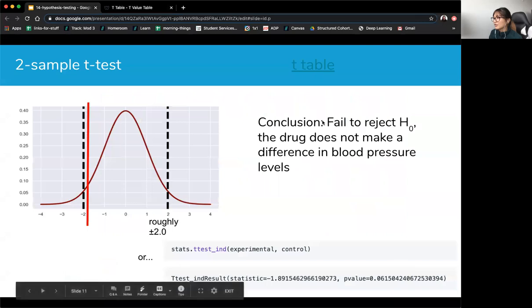So for our purposes, we round. I forget if we round up or round down, but I don't think it matters too much. We have 50 people in each sample.